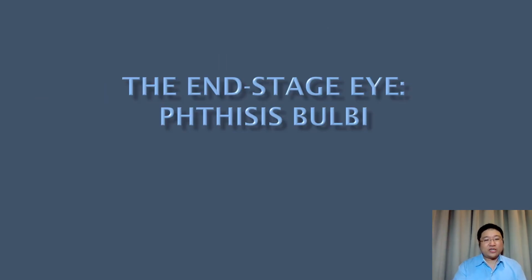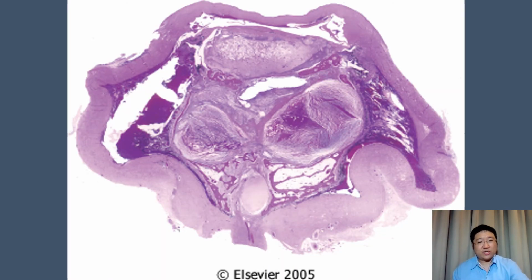And any condition that destroys the eye will become end-stage eye, which is called phthisis bulbi. Phthisis bulbi. So the eye structure is totally distorted. This, of course, causes blindness, permanent blindness to the patient.